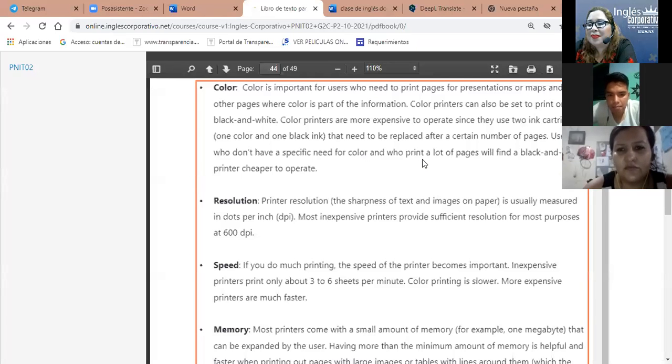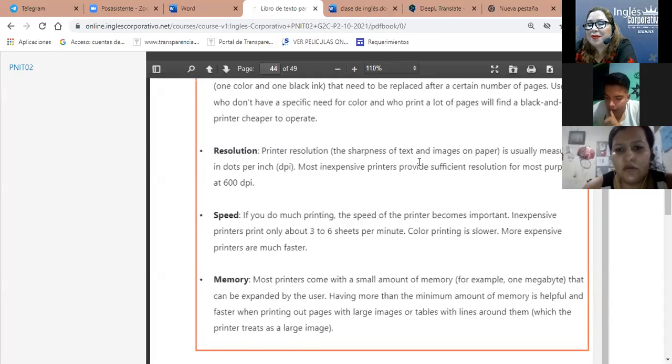Number three. It will be something like this: printed by the user. Printer resolution. Sharpening of resolution. For speed. What is something important? For me, I think the most important is speed. The speed, I think.